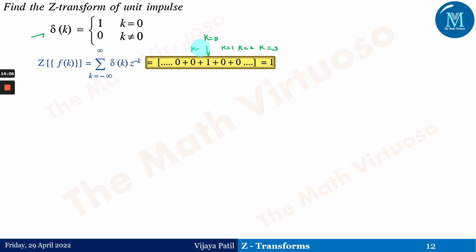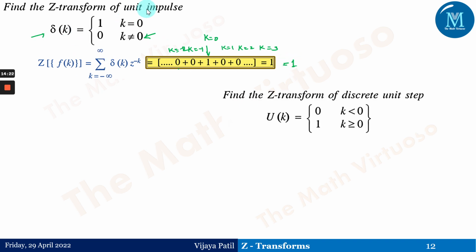Similarly, for k equals minus 1, k equals minus 2, we have all the values as 0. That's the reason the z transform of this particular function is nothing but just 1, for this unit impulse function. Very important. Most of the time you might face this in MCQ type questions.